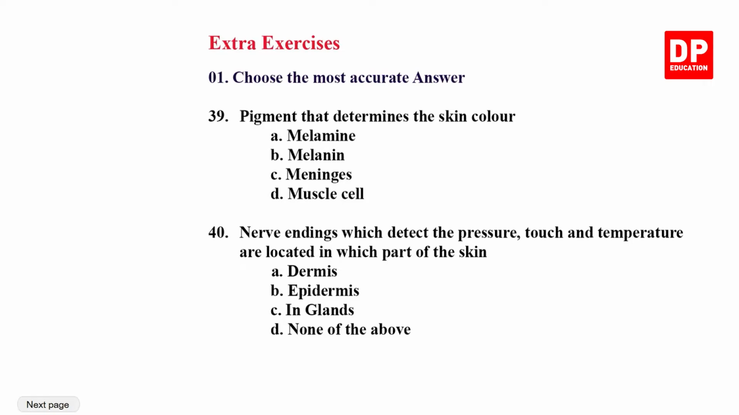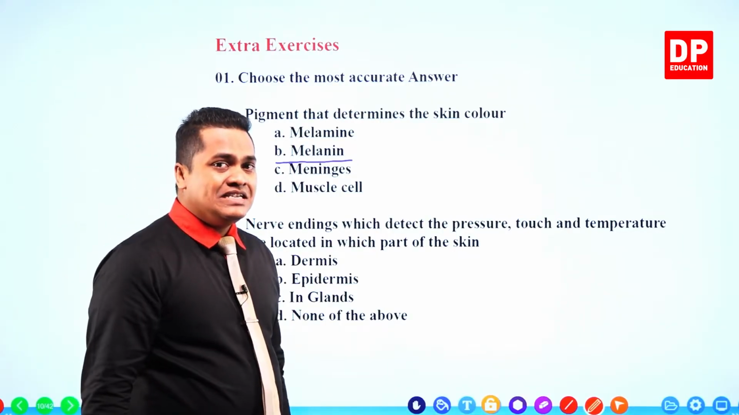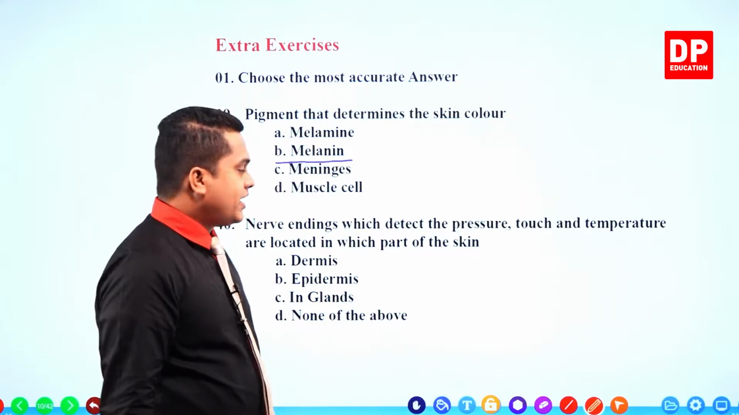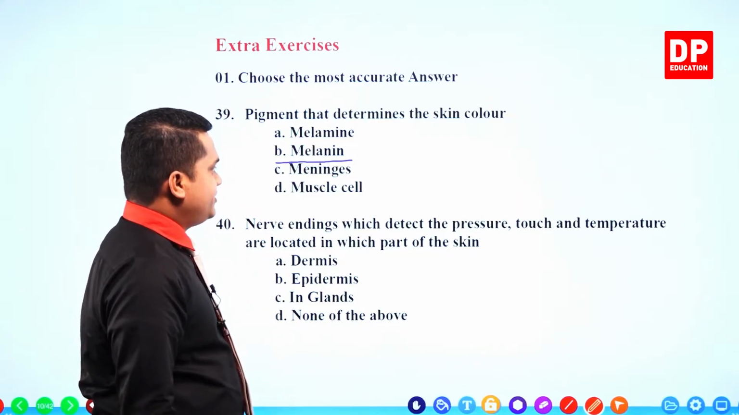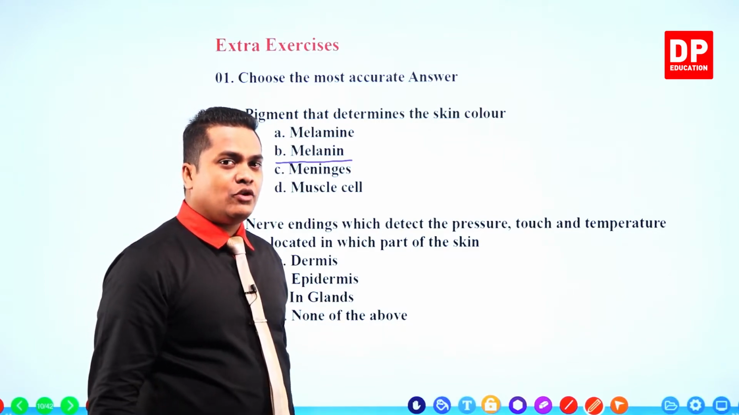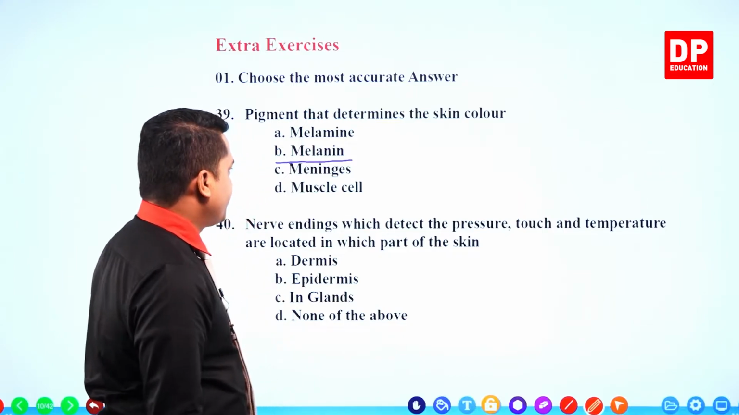Pigment that determines the skin color. Really simple, my dear children. It's not melamine, okay? It's melanin. Melanin is the answer. Melanin, not meninges. Meninges are the ones which provide protection and nourish the brain and the spinal cord. Okay.